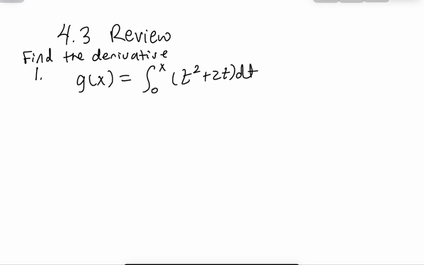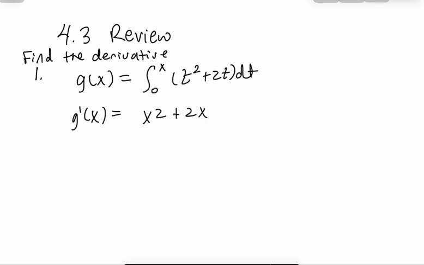But you're going way overboard to do that, because since g of x represents the antiderivative, when you take the derivative, it should just be the function inside. That is the first part of the fundamental theorem of calculus. So the derivative of this is just x squared plus 2x. That's it.